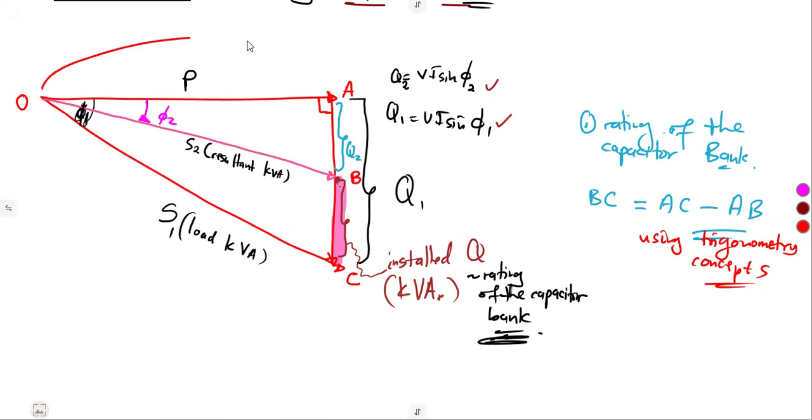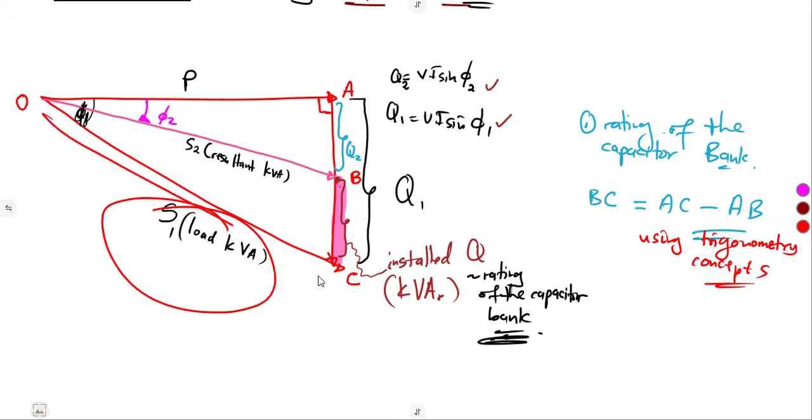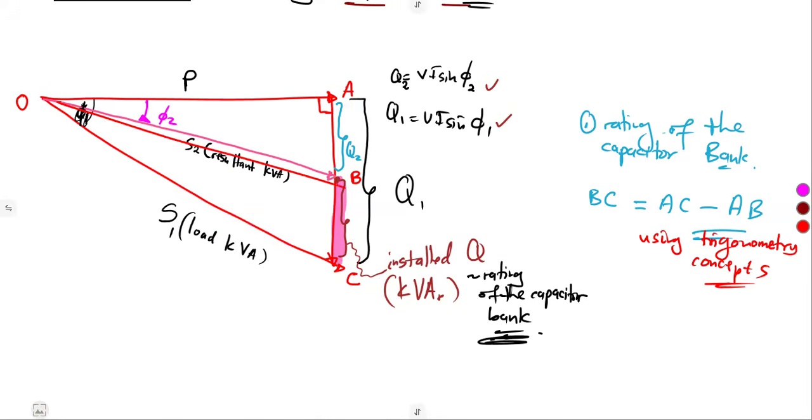So OA is what? The true power from the original values. As you can see, it is the same. Even after the capacitors have been installed, it is still the same. It is not affected. But our apparent power S1, which is our OC, this one, OC, is our load KVA, which represents what? S1. Then S2 is now our resultant KVA, which is our OB, right? AC and so on can also be calculated. So that is it, guys.